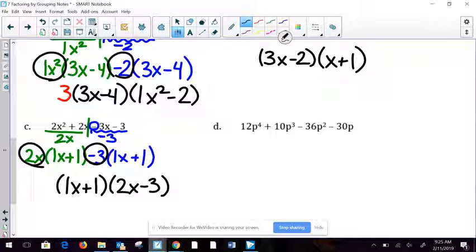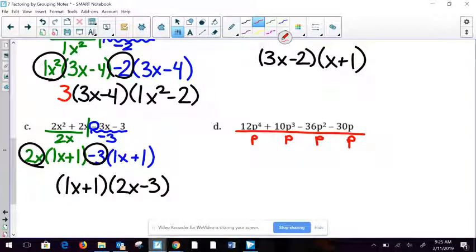Okay, let's go ahead and look at one additional problem. This one looks crazy. As soon as you see that you have a lot of variables in all your terms, and as soon as you see that the numbers get rather large, that should be your clue that you're going to have a GCF. So the first thing I see when I look at this is every single term has a P. So that means that they all have a GCF of a P.